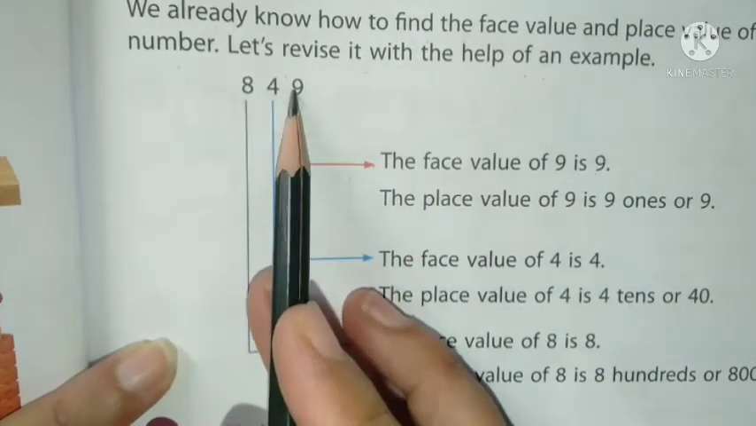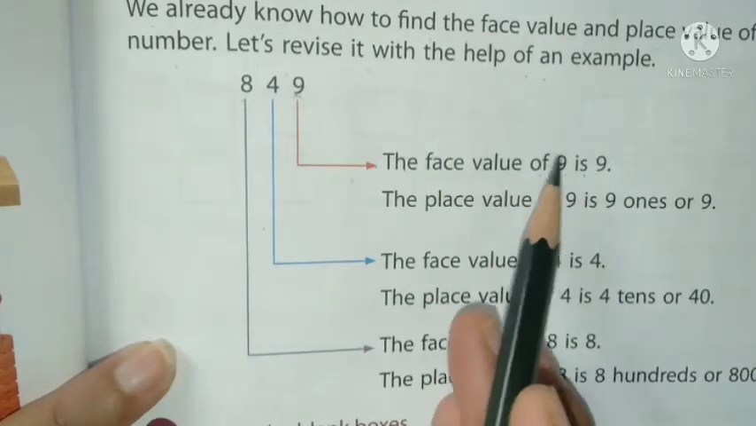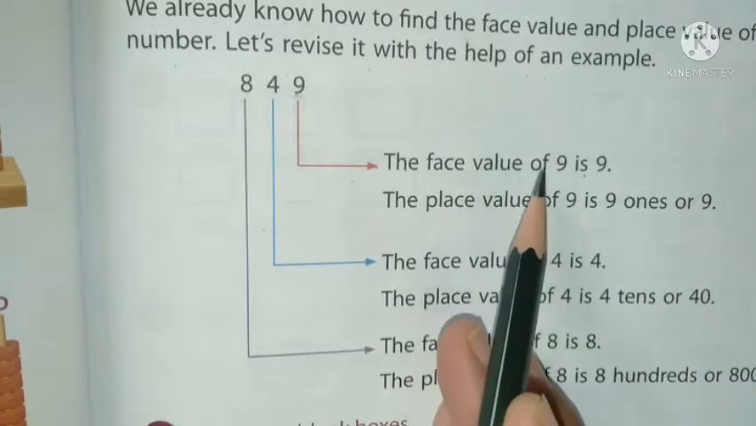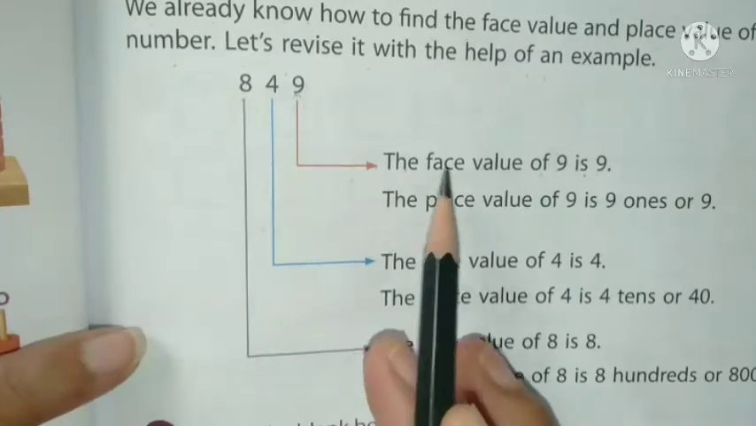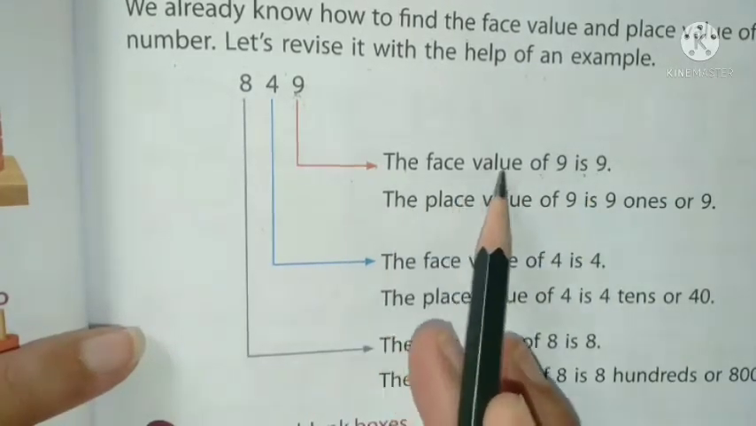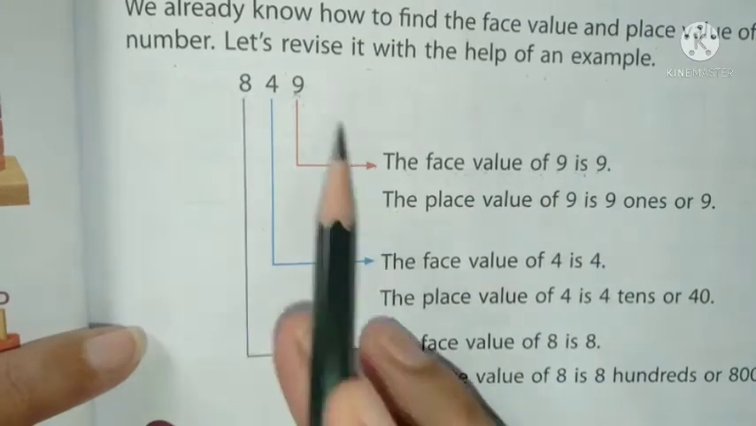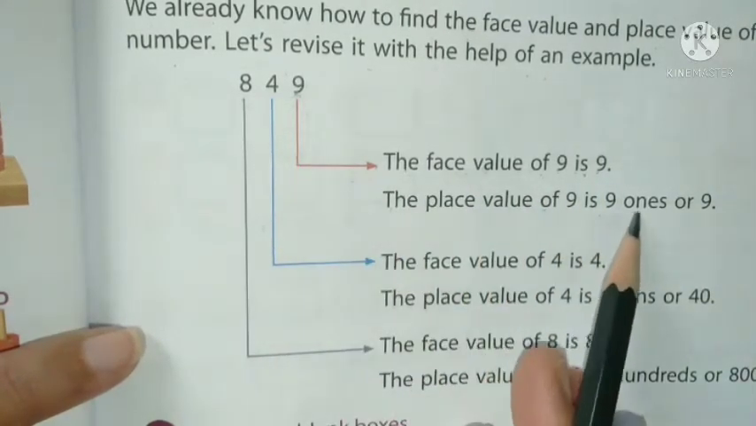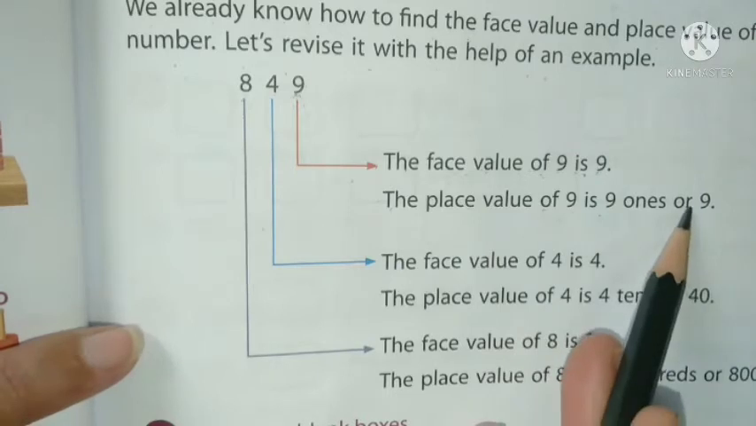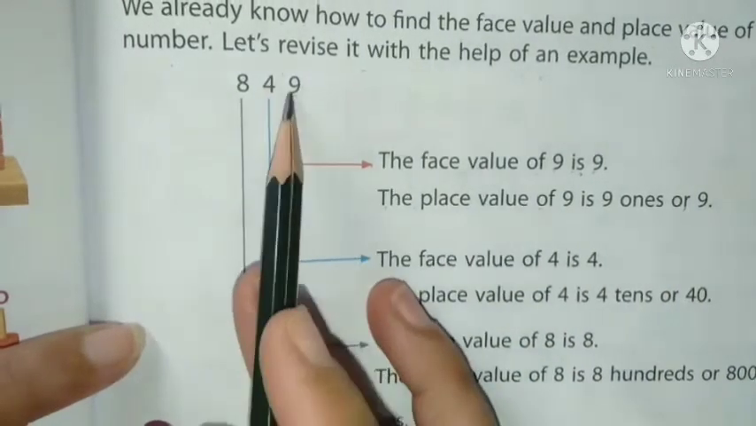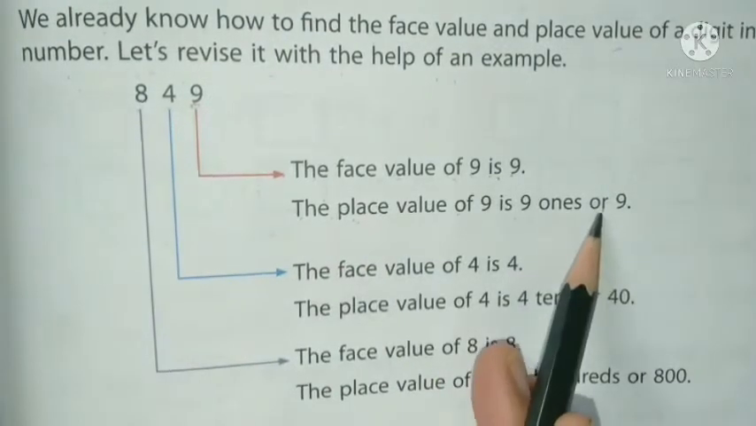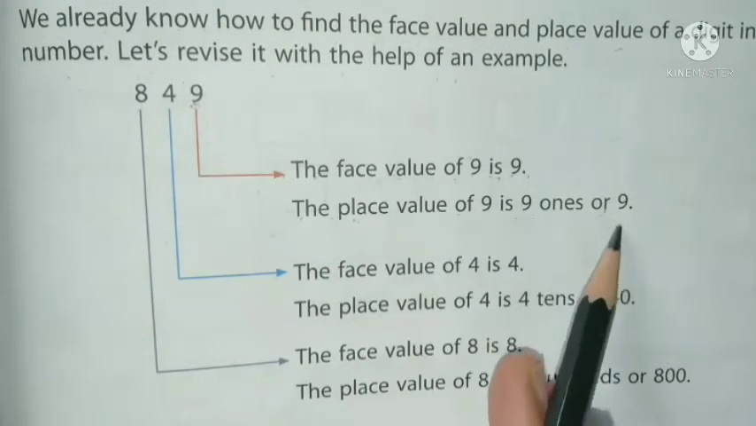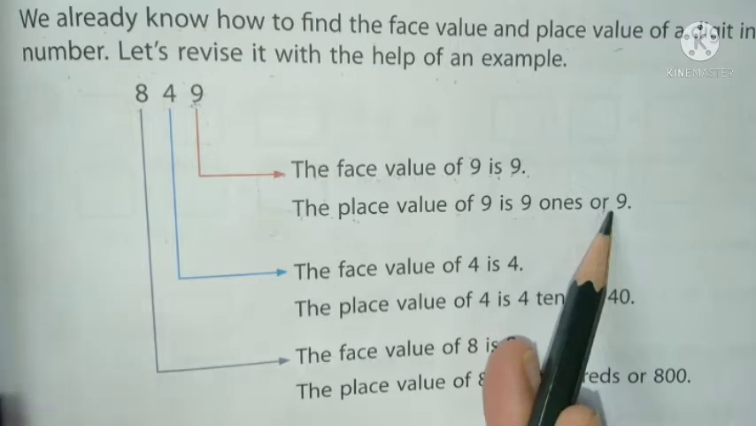Students, 9 की face value क्या है? 9. Face value वही की वही रहती है. ओके, वही नंबर रहता है. So 9 की face value क्या है? 9. The face value of 9 is 9 and the place value of 9 is 9 ones or 9. स्टूडेंट्स, यहाँ पे 9 वंस प्लेस पे है तो उसकी प्लेस वैल्यू क्या रहेगी? 9. उसकी फेस वैल्यू भी 9 होगी और उसकी प्लेस वैल्यू भी 9 होगी.